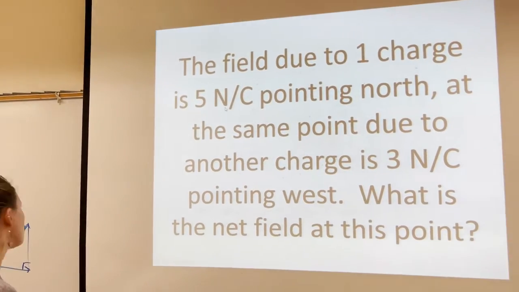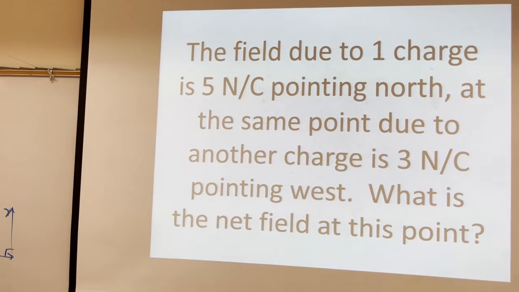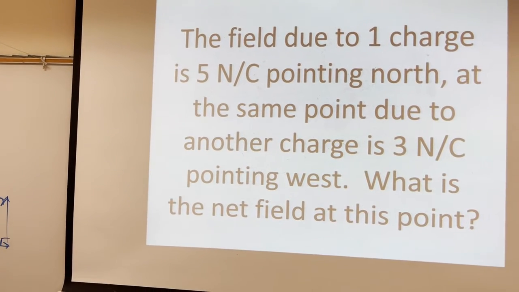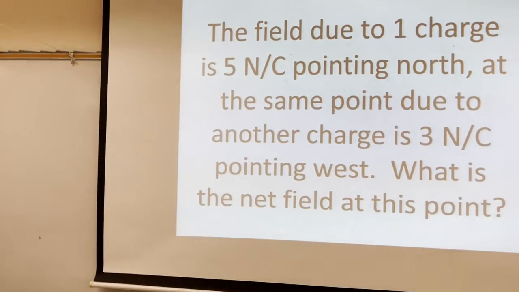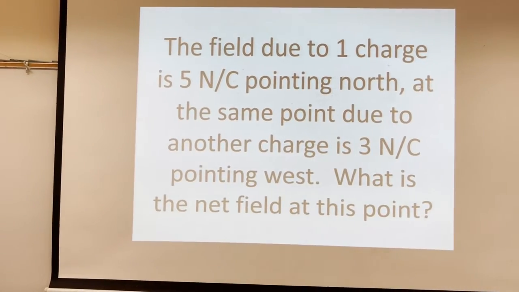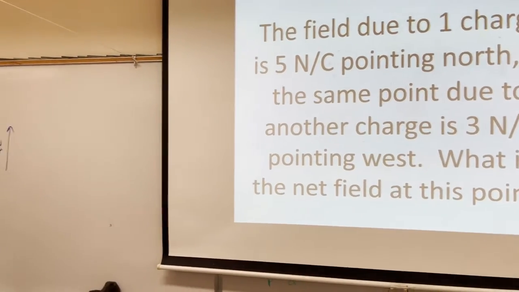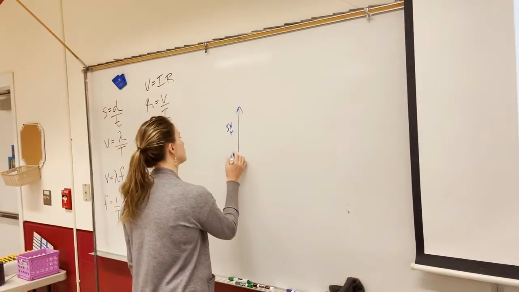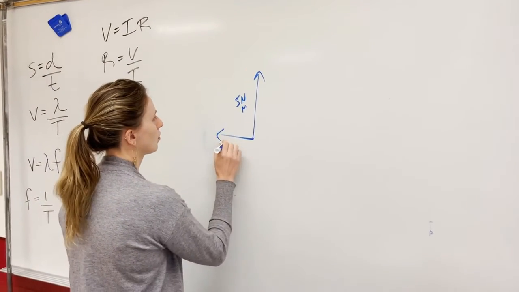Okay, so the field due to one charge is 5 newtons per coulomb and pointing north. What direction is that? That's up. So you want 5 newtons per coulomb up, north. And then 3 newtons per coulomb pointing west. West is to the left, isn't it? This way, right? So like this. So there's your free body diagram.